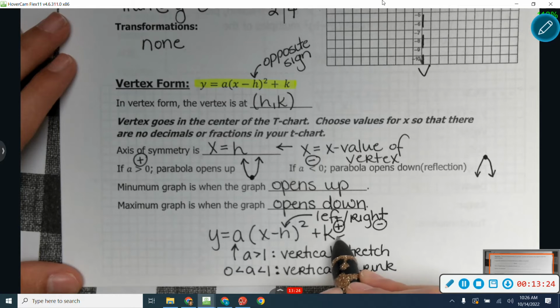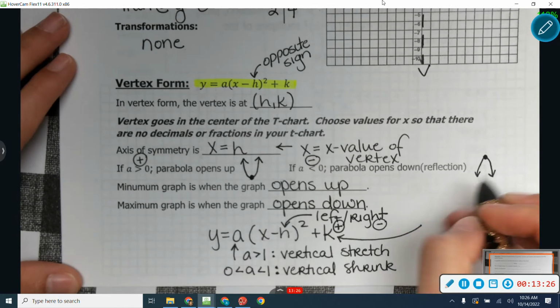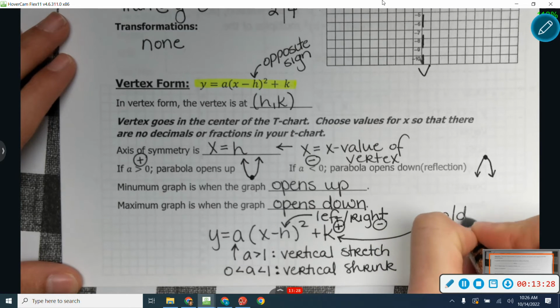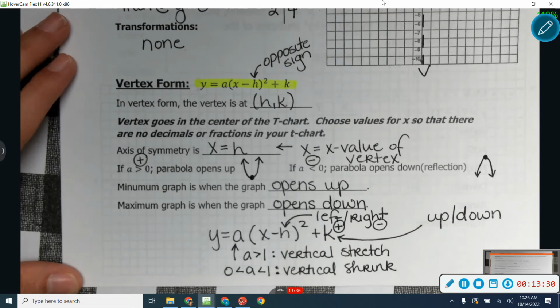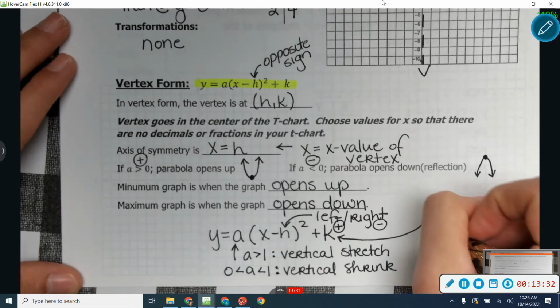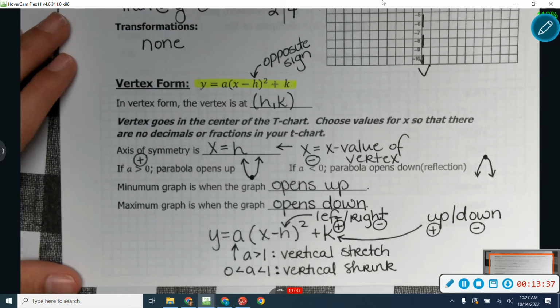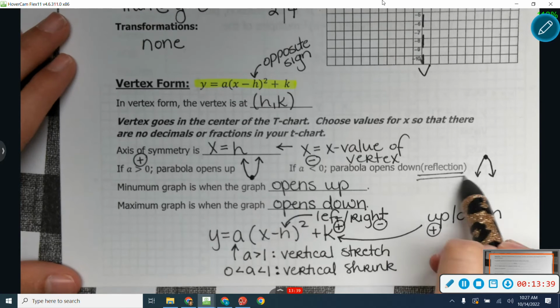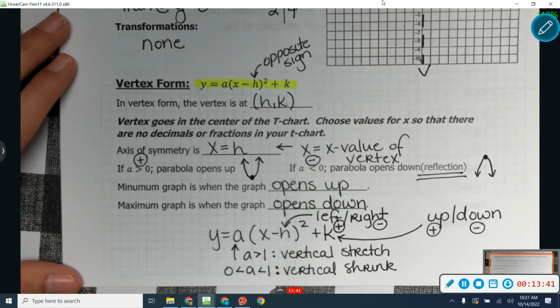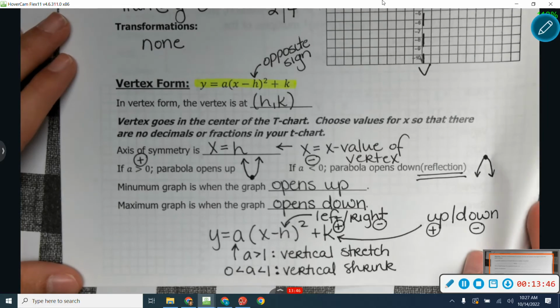Then the k tells me up or down. If it's a positive, it goes up. If it's a negative, it goes down. And then if you have a negative, it tells you reflection. Y'all good with that? Okay.